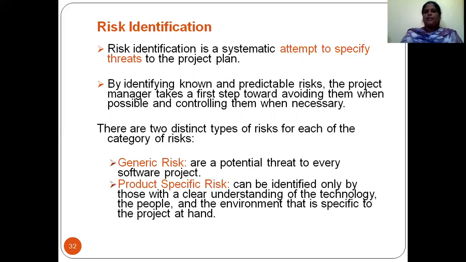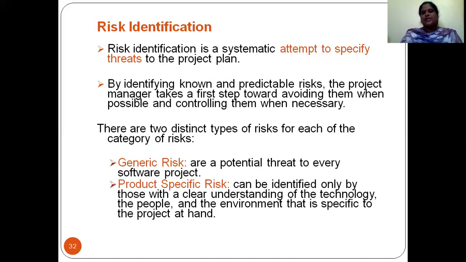By identifying known and predictable risks, the project manager takes a first step toward avoiding them when possible and controlling them when necessary. As I said, we have three types of risk: known, unknown, and predictable. Known and predictable risks will be known to the project manager, so he can take a step forward and try to solve them whenever required.